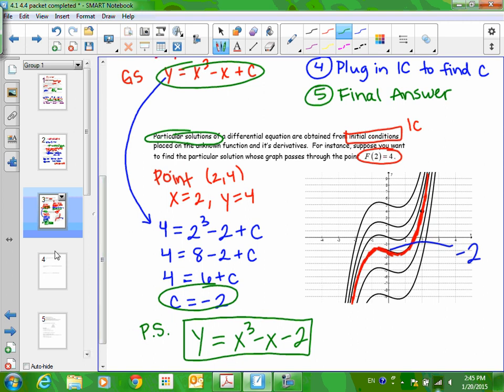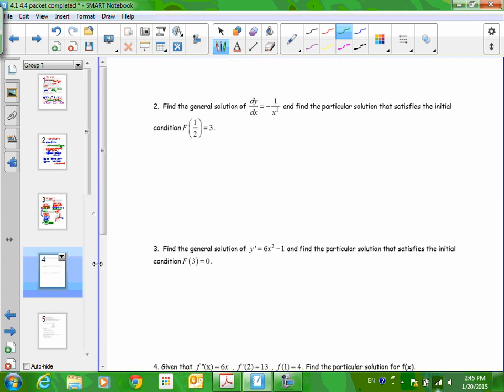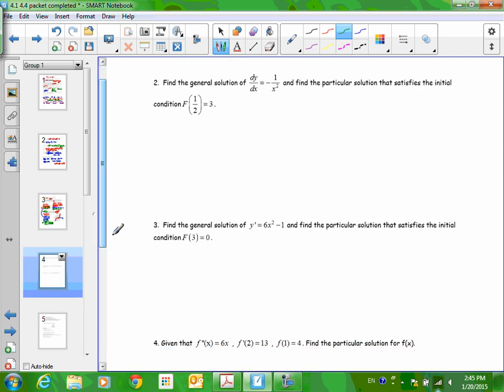Particular solution. That's important because the directions on the next page are going to tell you to do this. So we're going to practice this. Okay, it says find the general solution, find the particular solution. All right, the general solution is the plus C one. Okay, but the particular solution is the one you do after you find C.